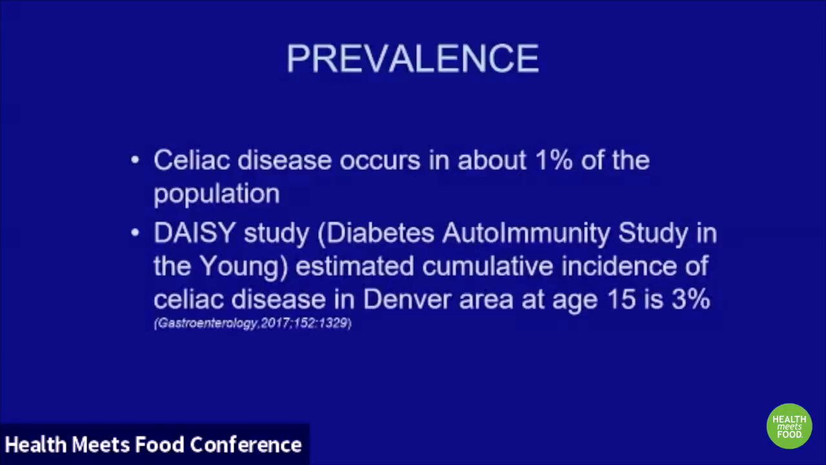Now, celiac disease is estimated to occur in about 1% of the population. Now, in Denver, Colorado, there's this DAISY study, which is a diabetes autoimmunity study in the young. And in this, they've identified children at birth that have the specific HLA that allows them to have certain autoimmune conditions, but also celiac disease. And so they've been studying these kids for quite a few years, and the estimated cumulative incidence of celiac disease in Denver at age 15 is 3%. That's totally astounding.